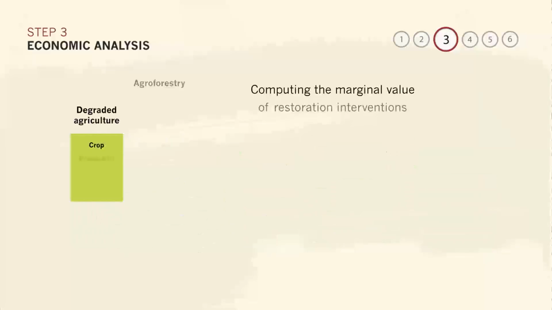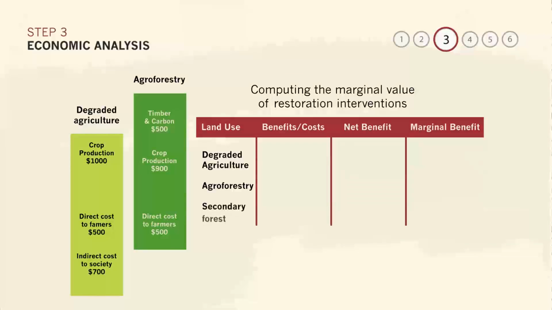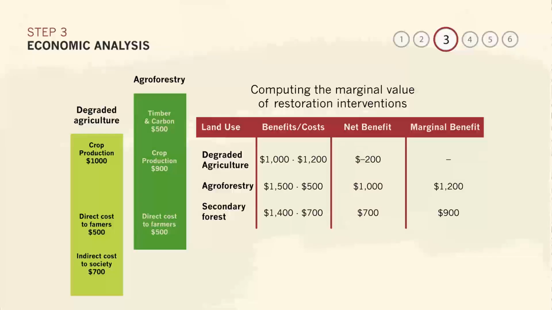Let's see what the cost-benefit calculation looks like for a sample hectare of degraded agricultural land in Rwanda. Under business as usual, crop production earns the landowner $1,000 a year, but it costs the owner $500 to produce the crop, and it costs society $700 a year in soil depletion. If we were to restore with agroforestry techniques, crop values drop, but we gain new value from timber production. The negative cost to society from depleted soil disappears as the agroforestry restoration preserves this important resource.